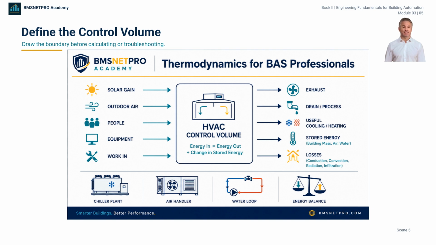A common mistake is mixing boundaries. For example, comparing chiller compressor power against building cooling load while ignoring pumps and towers. In the field, sketch the boundary first. Then identify what energy enters, what energy leaves, what work is added, and what may be stored.